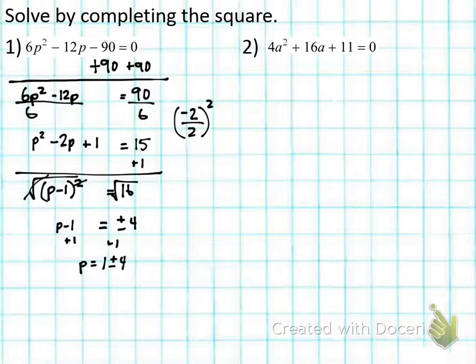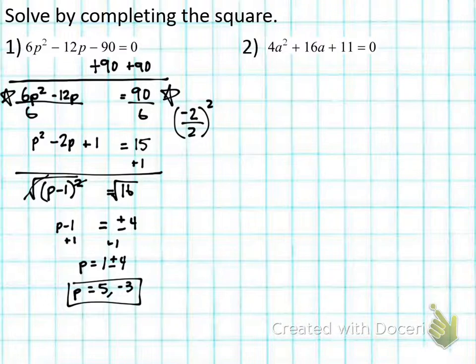What's 1 plus 4? 5. Good. What's 1 minus 4? Negative 3. Here are your 2 answers. Okay? So what's different about this problem? Well, one thing that's different is that we have this special step right here. I'm going to put a star by it.